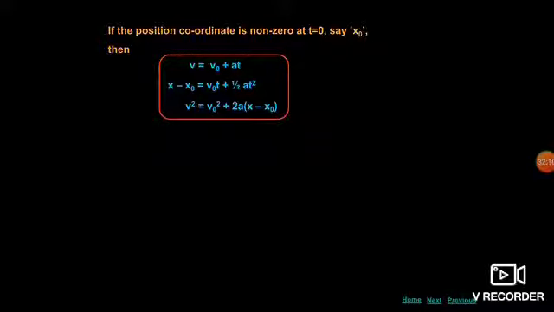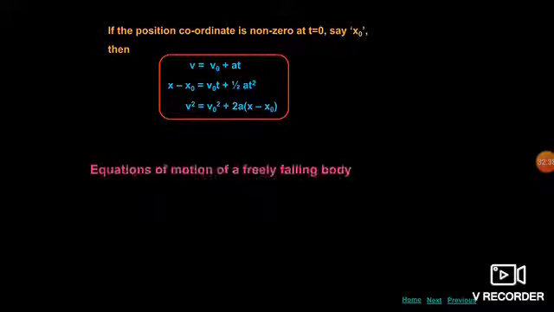Now if the position coordinate is non-zero at t equal to 0, say x0, then V is equal to V0 plus at will be written as it is. There will be no effect on that. But as the position coordinate is non-zero, we will not write x is equal to V0 t plus half at square. We will write x minus x0 is equal to V0 t plus half at square. And similarly, we will not write V square is equal to V0 square plus 2ax. We will write V square is equal to V0 square plus 2a(x minus x0).